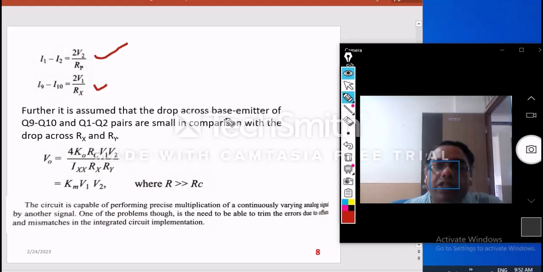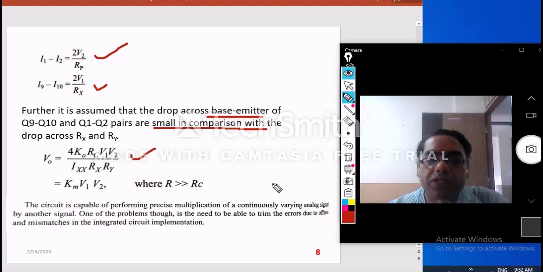If we assume that the drop across the base emitter of Q9 Q10 and Q1 Q2 pairs is small in comparison with drop across Rx and Ry, V0 can be approximated by this relation. So here also we get the same thing, output is proportional to V1 times V2. So this circuit is capable of performing precise multiplication of one continuously varying analog signal by another. However, there is some limitation: we have to trim the errors due to offset and mismatch in the integrated circuit implementation.